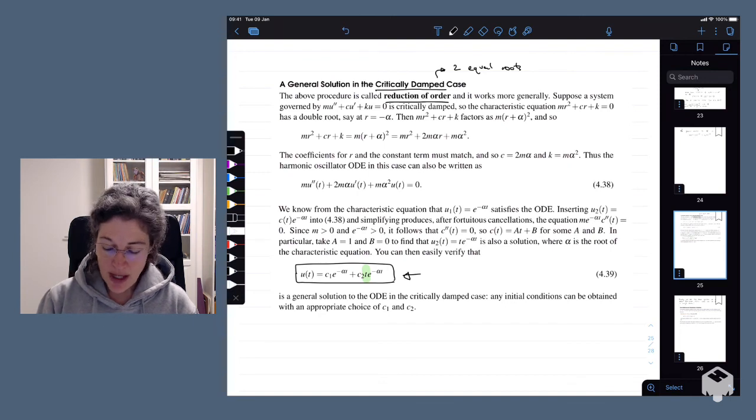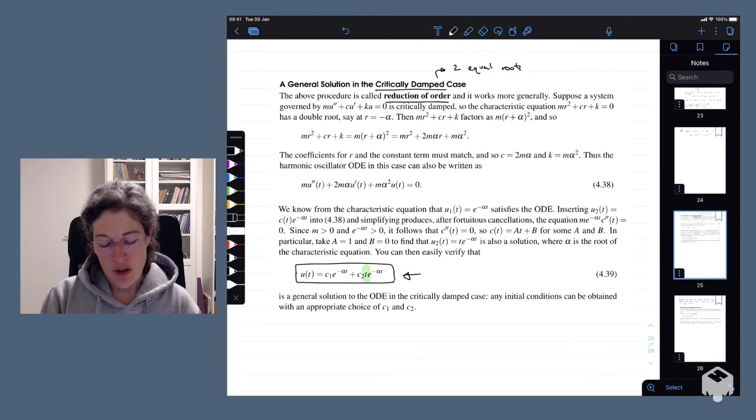Okay, so we have now covered all the possible cases for our second order linear constant coefficient homogeneous differential equations. I know there was a lot, but hopefully you can draw it all together into a coherent picture if you work through a few examples.